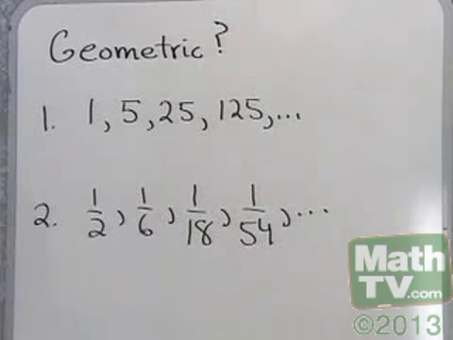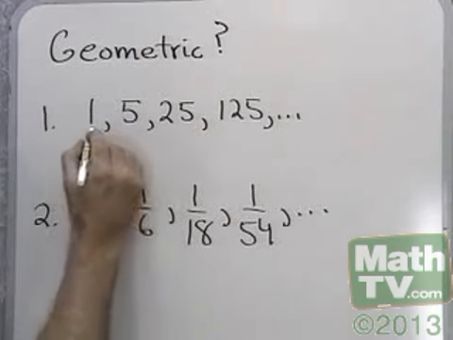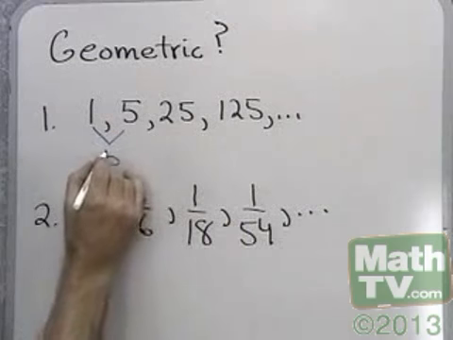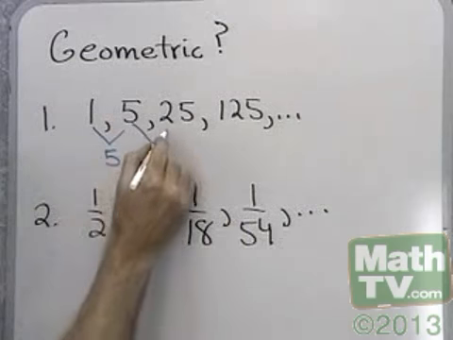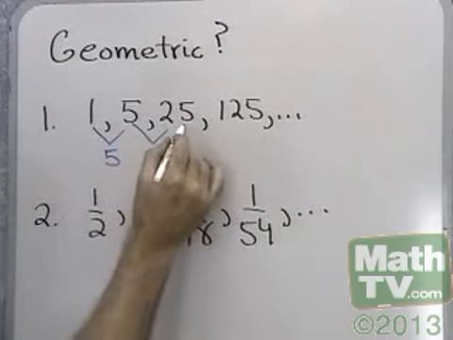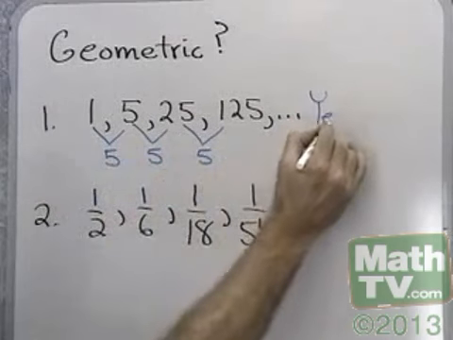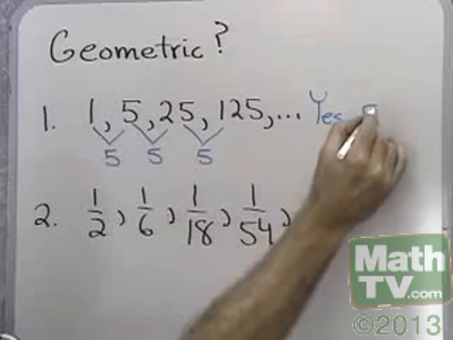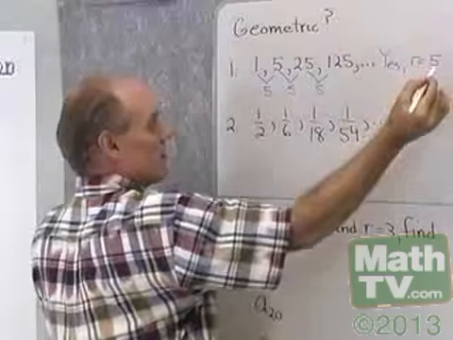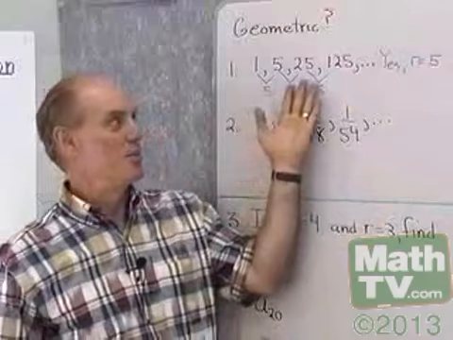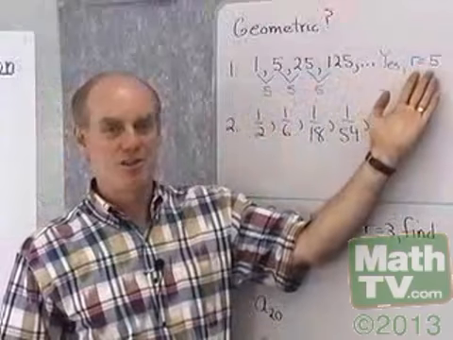So first of all, for problems number 1 and 2, the question is, are these geometric sequences? Well, let's see. To go from 1 to 5 with multiplication, I would multiply by 5. Multiply 5 by 5 again, I get 25, multiply 25 by 5 and I get 125. So the answer here is yes, and in fact the common ratio r is equal to 5.